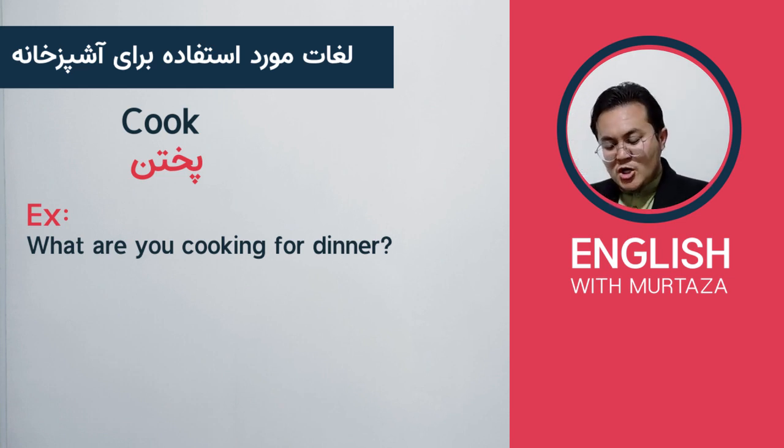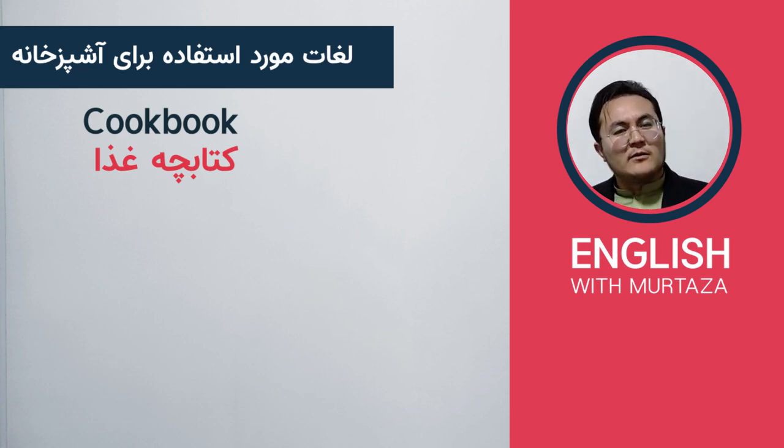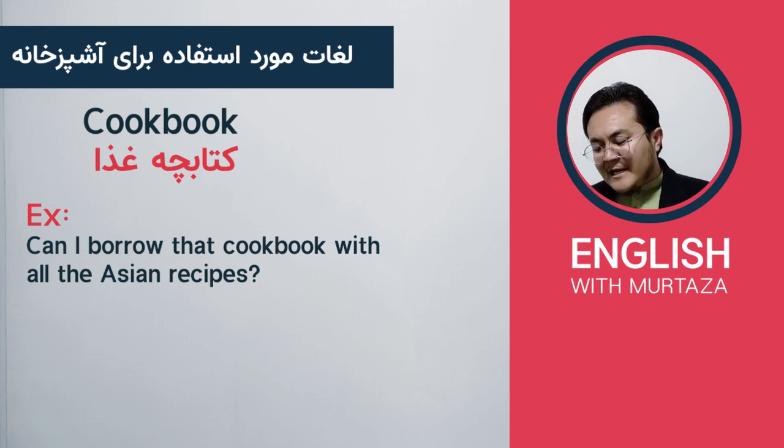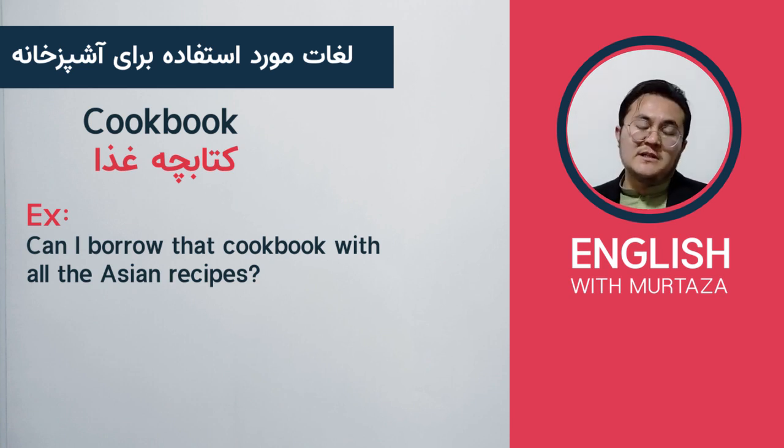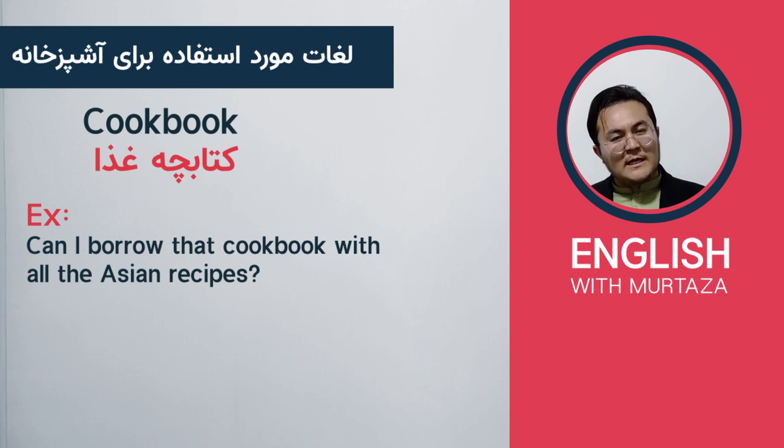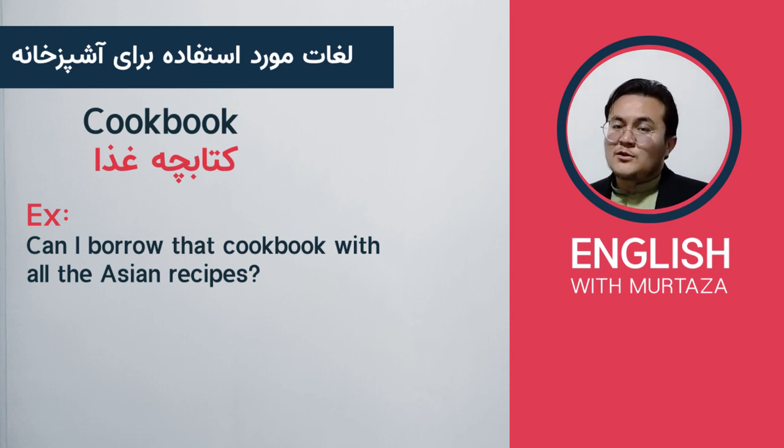Another word is cookbook. Cookbook is noun. Cookbook is a book of recipes, often with pictures to help us how to cook food. So the example, I can borrow that cookbook with all the Asian recipes. من کتابی را میتونم قرض بگیرم که تمام دستورات غذایی مربوط به قاره آسیا را شامل میشه. Another word is dish.